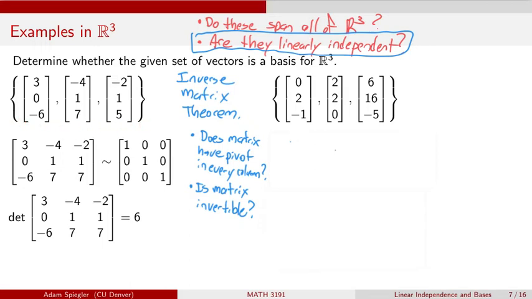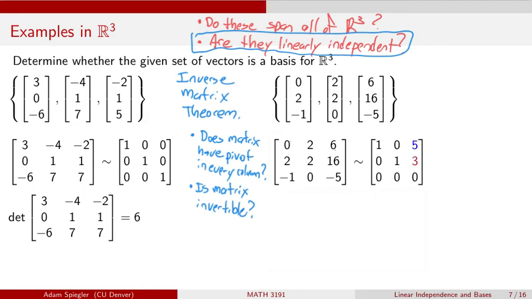And now let's consider the next set of three vectors that we have, where the first vector is 0, 2, minus 1. The second vector is 2, 2, 0. And the third column vector is 6, 16, minus 5. And we ask the same question, do these three vectors form a basis for R3? And we've got three of them, so that seems like the right amount of vectors, but we need to check to make sure that these vectors are linearly independent from each other, using the same sort of observations that we made about the inverse matrix theorem in the previous example.